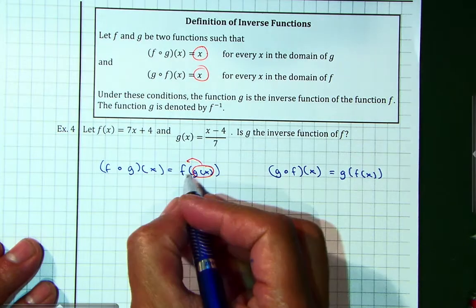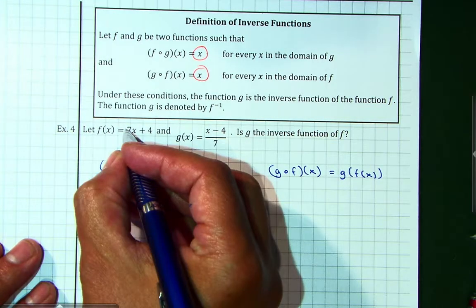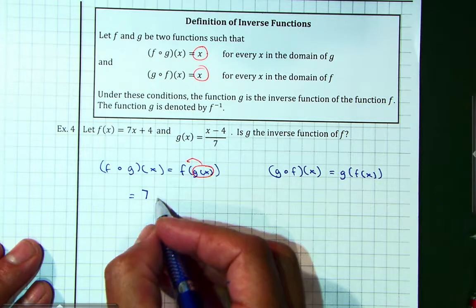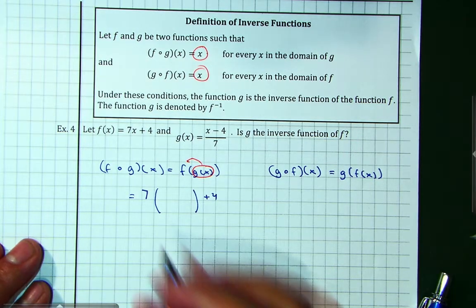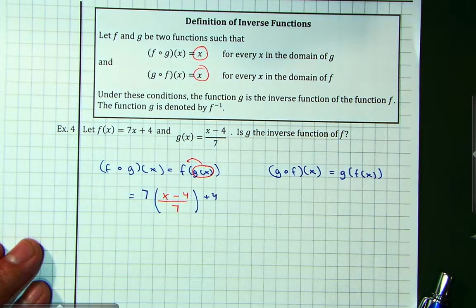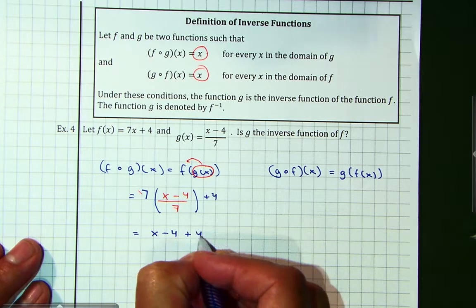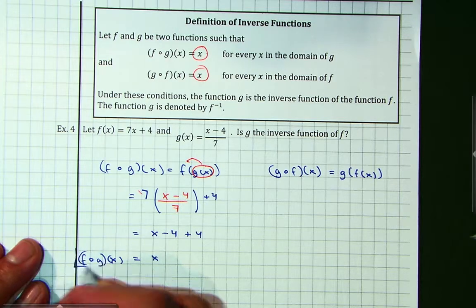So let's find the composition. So I'm going to plug in f. Instead of the x, I'm going to replace it with g. So I'll leave some big space plus 4. And now I'm going to replace it with x minus 4 over 7. And now I'm going to simplify. So therefore my 7's cancel. And I end up with x minus 4 plus 4, which is x. So therefore f composed of g of x is x. Perfect.